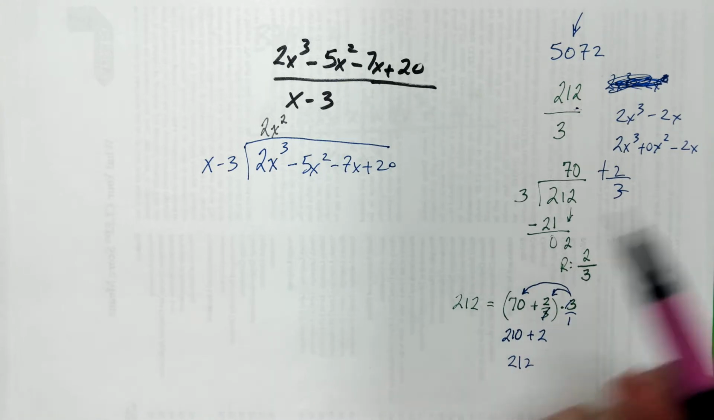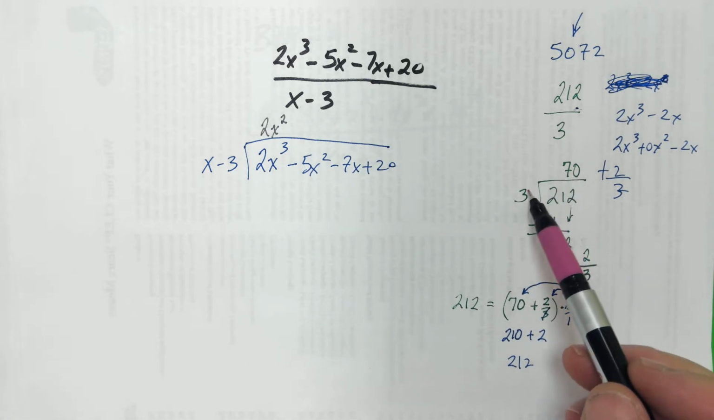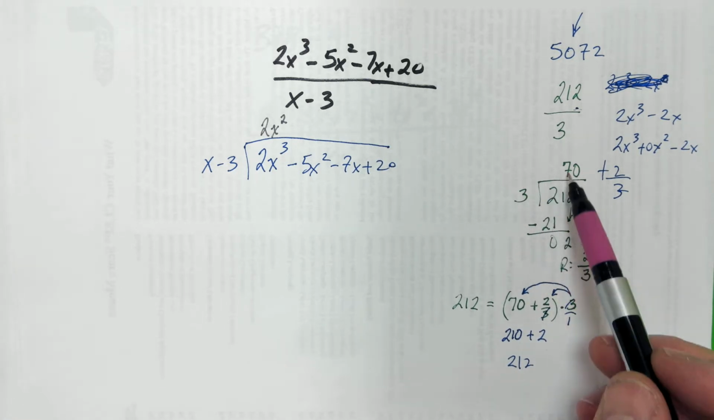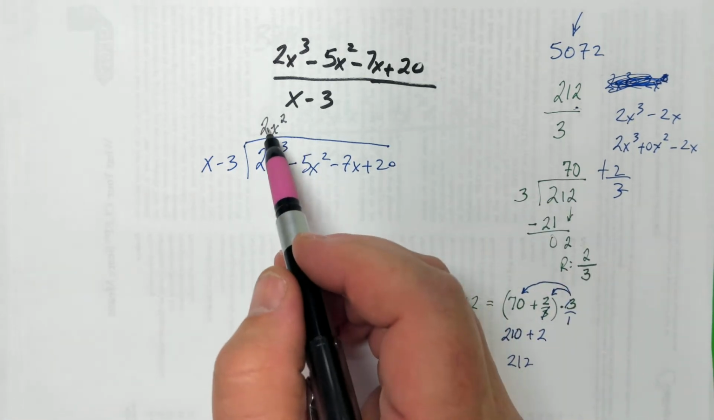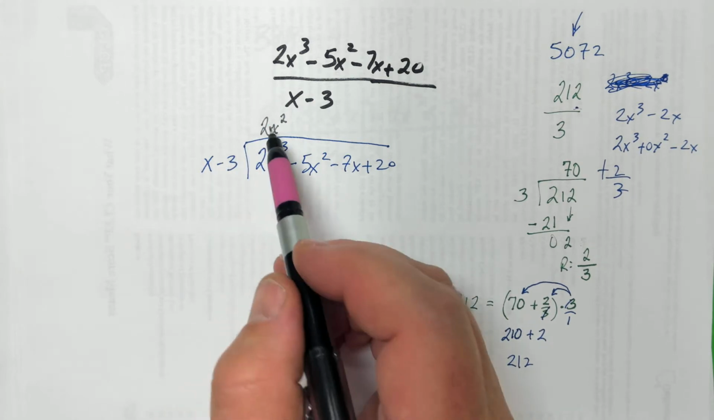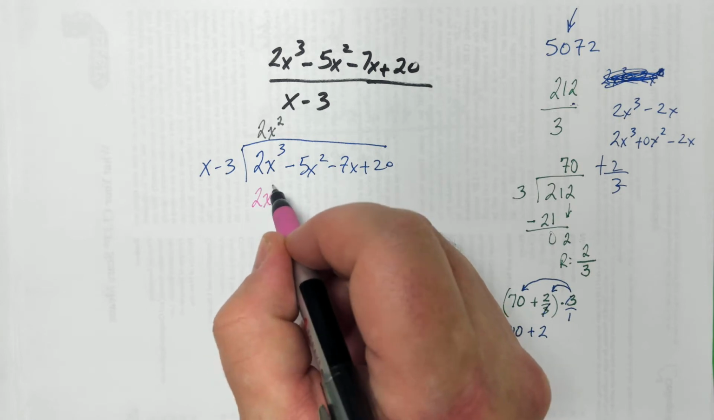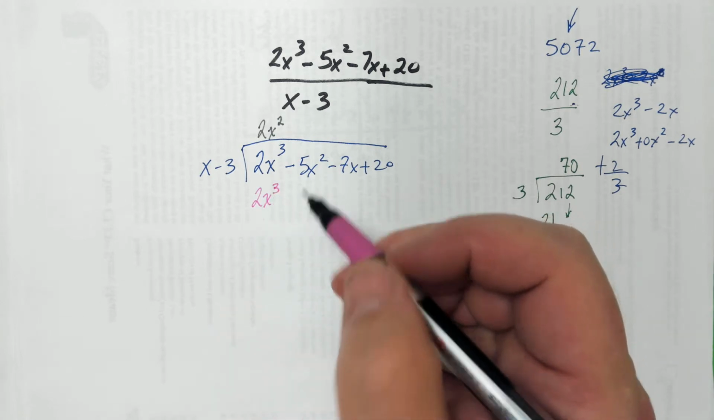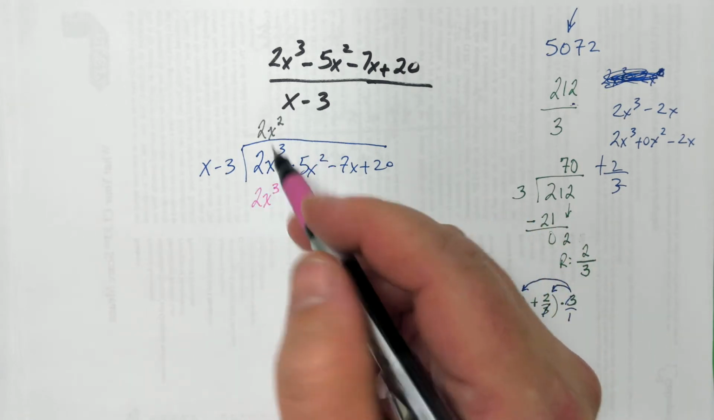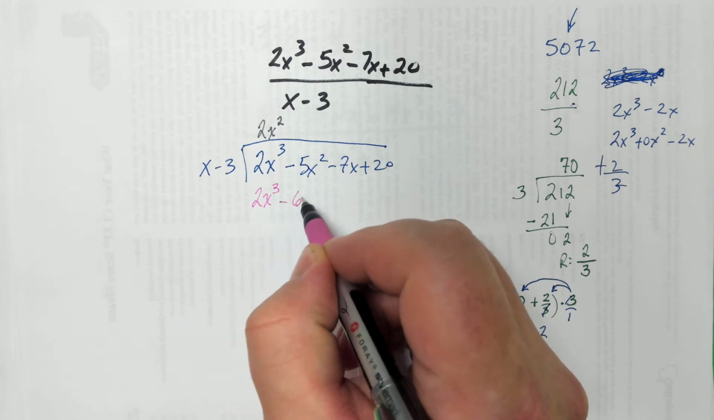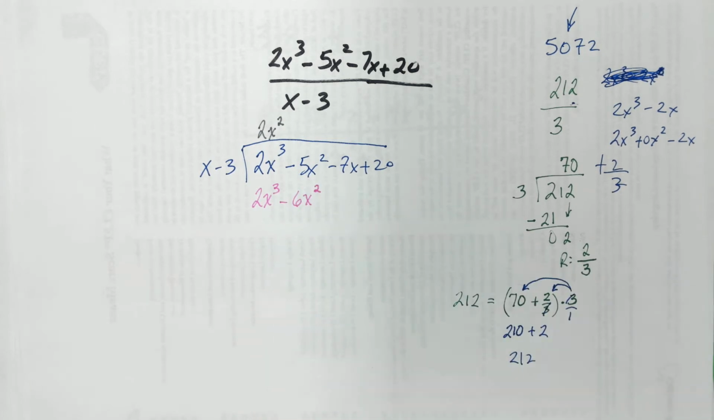All right, so now remember what we did last time is we multiplied, right? 7 times 3, and so that's what we're going to do here. But we have to multiply by the whole thing. So 2x squared times x is 2x cubed, yeah? And then 2x squared times negative 3 is negative 6x squared.